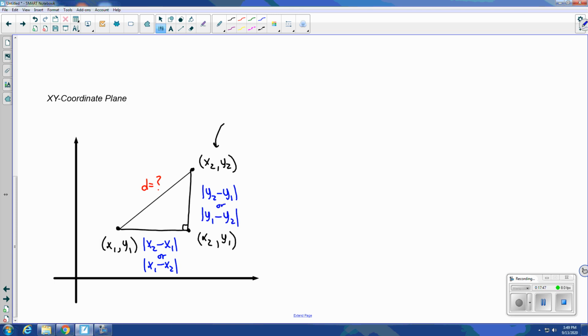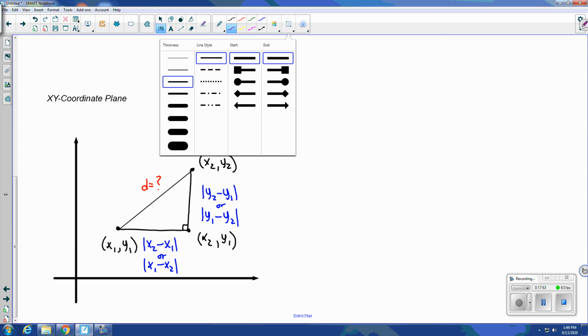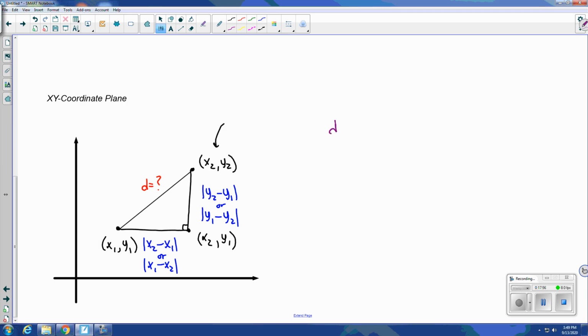And now that we have a representation for 2 of the sides, we can find the third with Pythagorean theorem. So we can say that the distance between the 2 points squared should equal the side length, which is the horizontal distance that we've calculated, squared, plus the vertical distance squared.